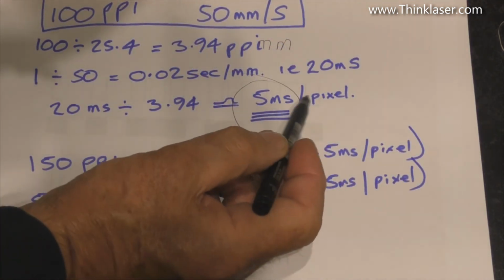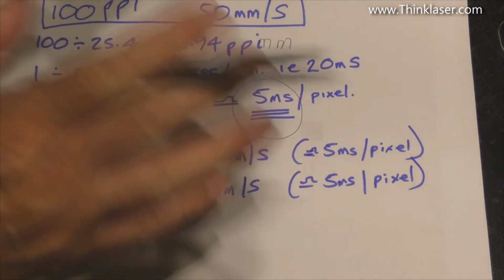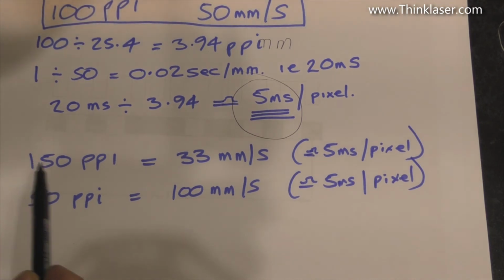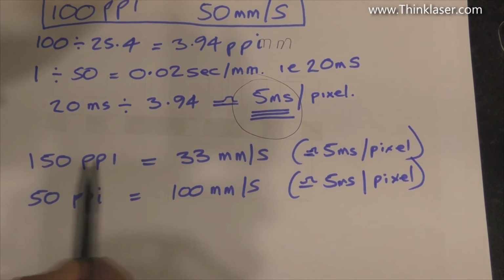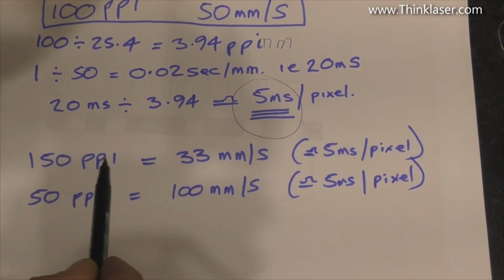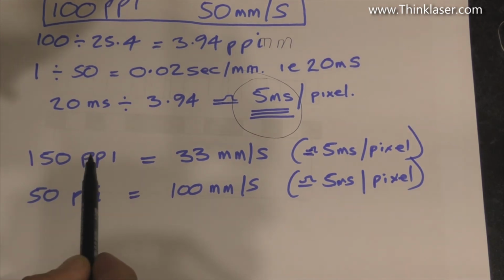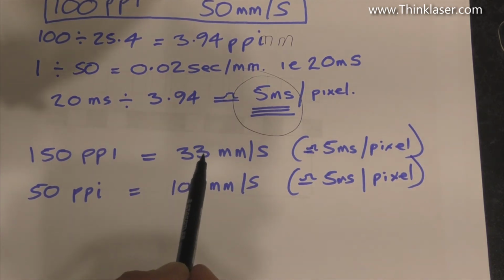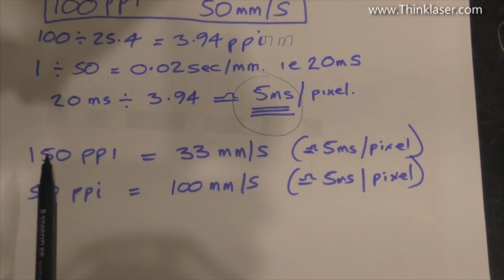If we want to remain at 5 milliseconds per pixel, which really is what I class as almost a golden number, then we can either change the resolution of the picture from, say, 100 pixels per inch to 150 pixels per inch. In other words, we can increase the resolution and make it a finer quality picture. But to do so, we've got to reduce the speed from 50 millimeters a second to 33 millimeters a second to allow the same amount of milliseconds per pixel.